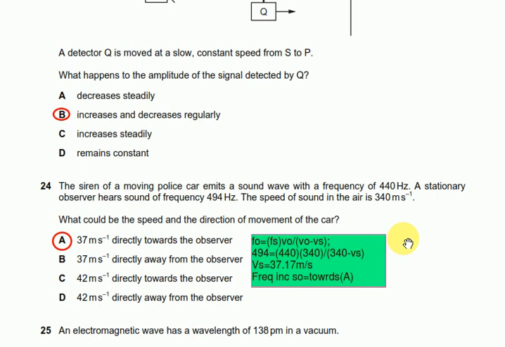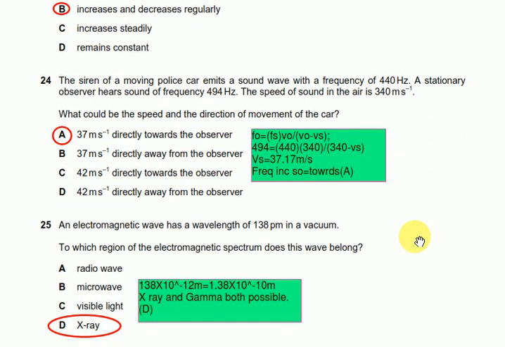Over here, the observer frequency is 494. The stationary frequency is 440. The sound velocity is 340 and the source velocity Vs is to be found. So Vs is 37.17, and because the frequency has increased, they are moving toward each other. So 24th, it's A, 37 meters per second directly towards observer.